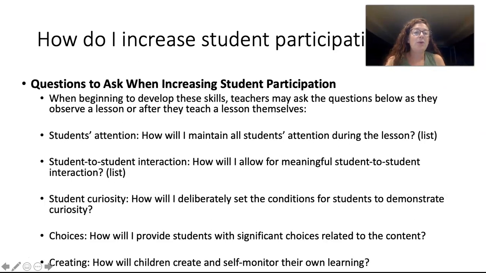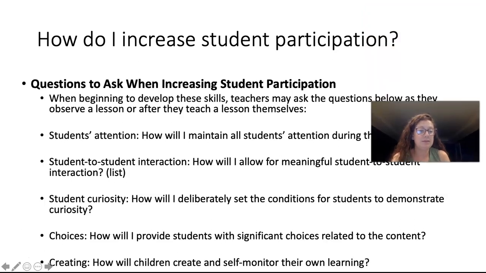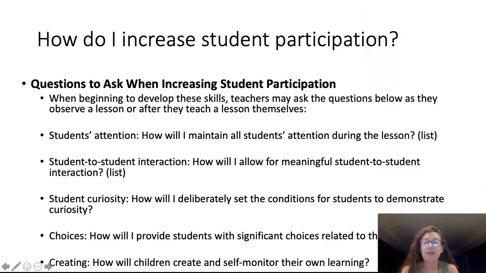So something I always get is, how do I increase student participation? And I'm sorry, my little square doesn't do me any good right now. So I get questions a lot about how to increase student participation. So when beginning to develop these skills, teachers may ask the questions below as they observe a lesson or after they teach the lesson themselves.